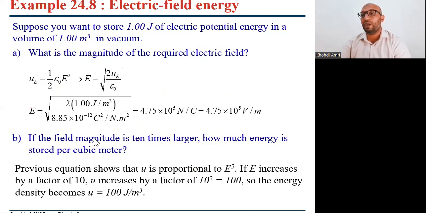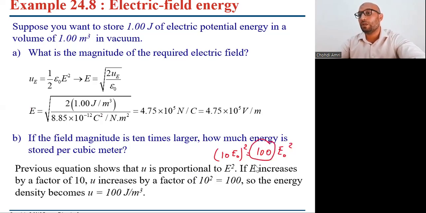The second question: if the field magnitude is 10 times larger, how much energy is stored per meter cube? As you know, from the previous question, the energy density is proportional to E squared. Now, if E is multiplied by 10, that means (10 E naught) squared, so it's going to be 100 E naught squared. So if E increases by a factor of 10, the density increases by a factor of 10 power 2, that means 100. So the energy density becomes 100 joule per meter cube.